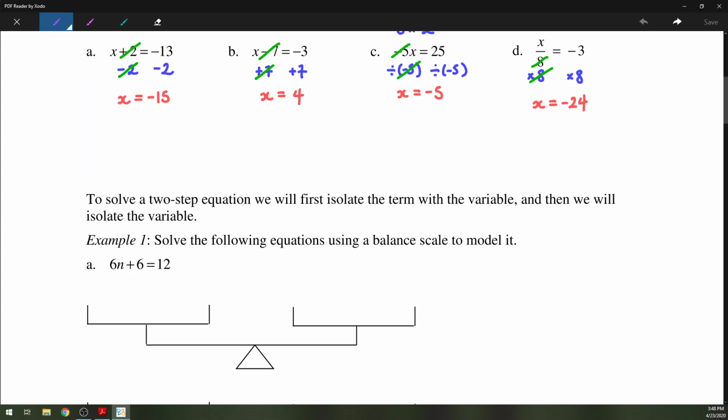Okay, so 6n plus 6 is equal to 12. So we have n, n, n, n, n, n, so 6 n's, and then 6 ones: 1, 2, 3, 4, 5, and 6. On the right-hand side, we will have 12 ones. And so what we can do in the first step of this question is to subtract 6 from both sides. You can see we want to remove 6 ones from both sides of the equation.